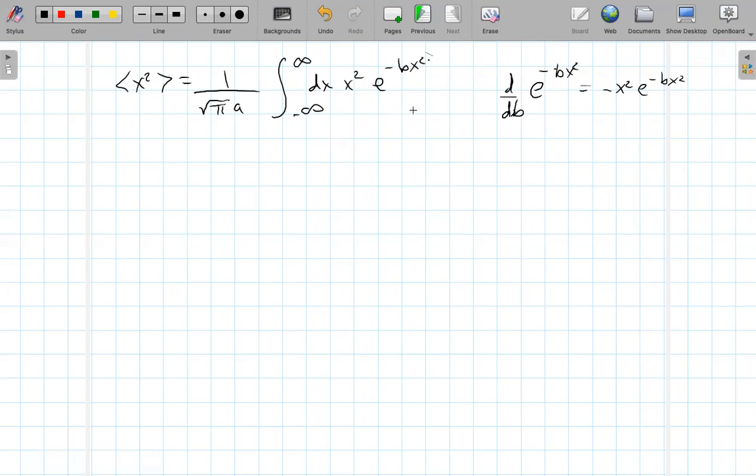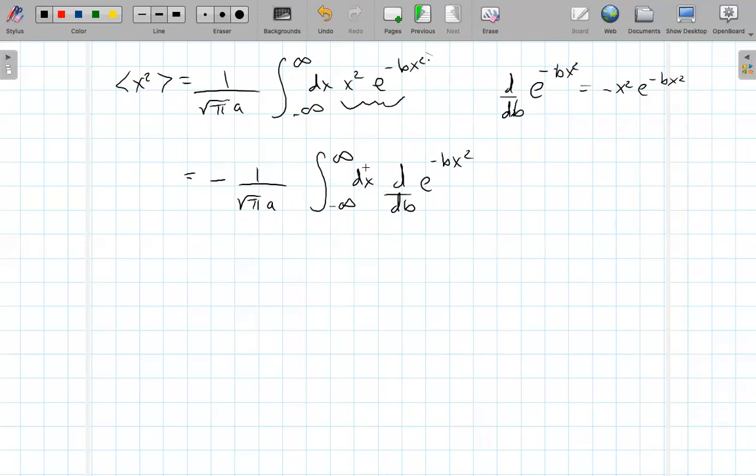Good. So basically, I'm going to replace this factor here with this, with a negative sign, which means I'm going to rewrite this as negative 1 over the square root of pi times a, integral from minus infinity to infinity, integrated over x, of then d/db of e to the minus bx squared. Right? You guys doing okay? Does that mean yes? Yeah. Okay.